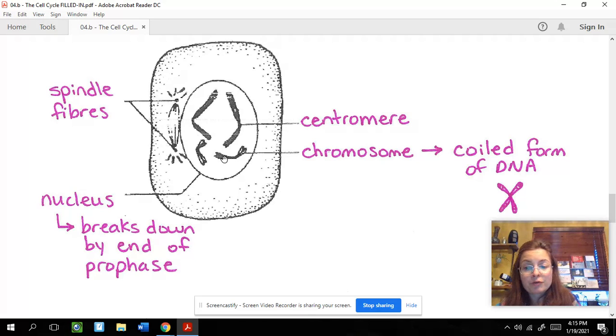So here we are in prophase, which is the first phase of mitosis. The chromatin has condensed into chromosomes. The chromosomes have something called centromeres in the middle.